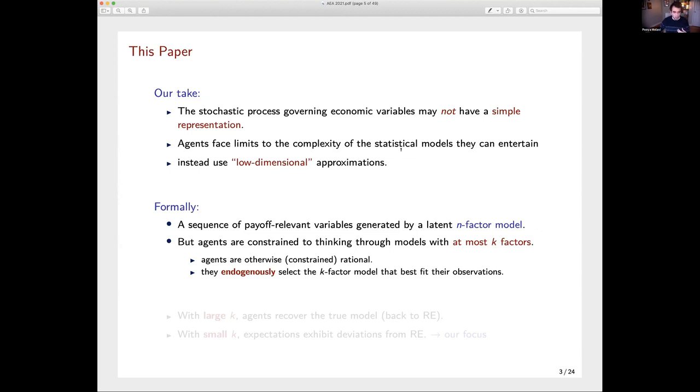Okay, so what's going to be the outcome of this type of model? When k is large, the agents will essentially recover the true model. They're going to learn the true data generating process, and we're going to be back at the rational expectation. Now, when k is small relative to n, then no matter which k-factor model the agents pick, there's going to be a wedge between the agent's expectations and the true data generating process. So the expectations will exhibit systematic deviations from rational expectations, and as a result, there's going to be asset return predictability and asset prices, and that's going to be the focus of the paper.